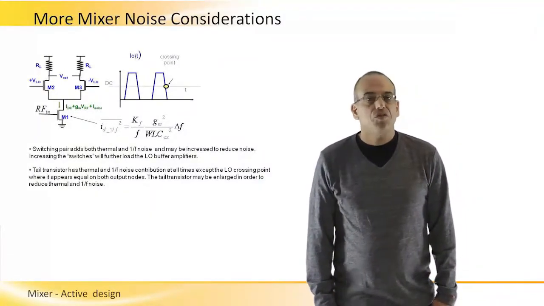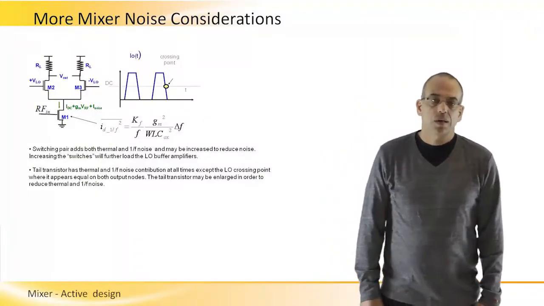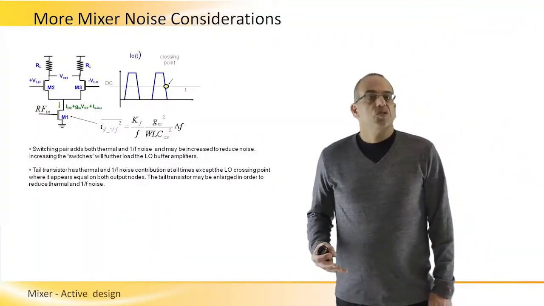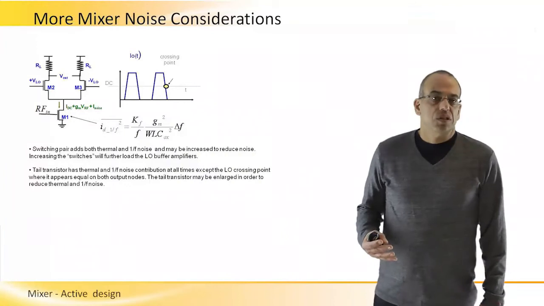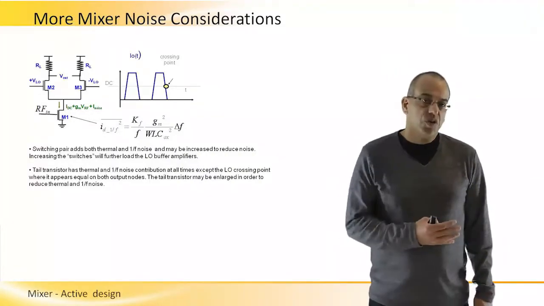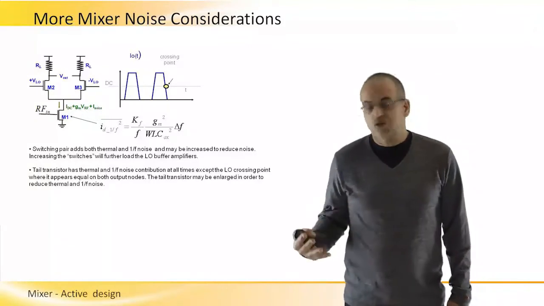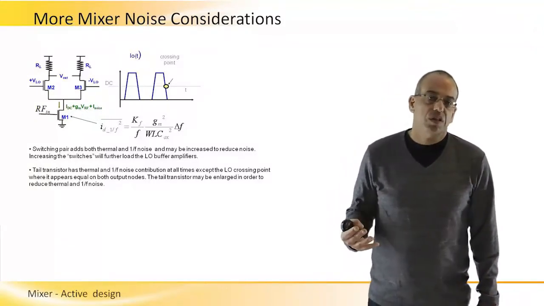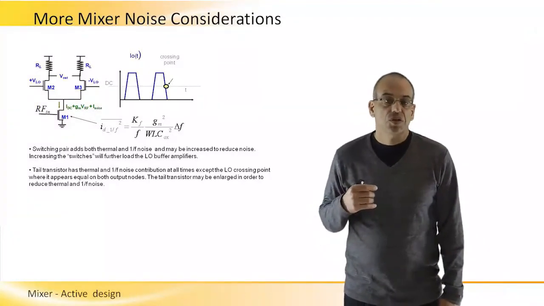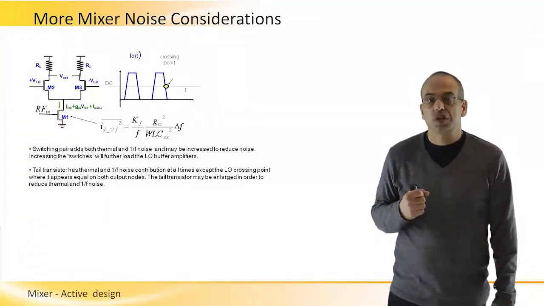Analyzing active mixer noise, we can start with transistor M1, the transconductance transistor. When we talk about the noise figure of this transistor, we just mentioned we can treat it as the LNA common source transistor and use similar considerations there.